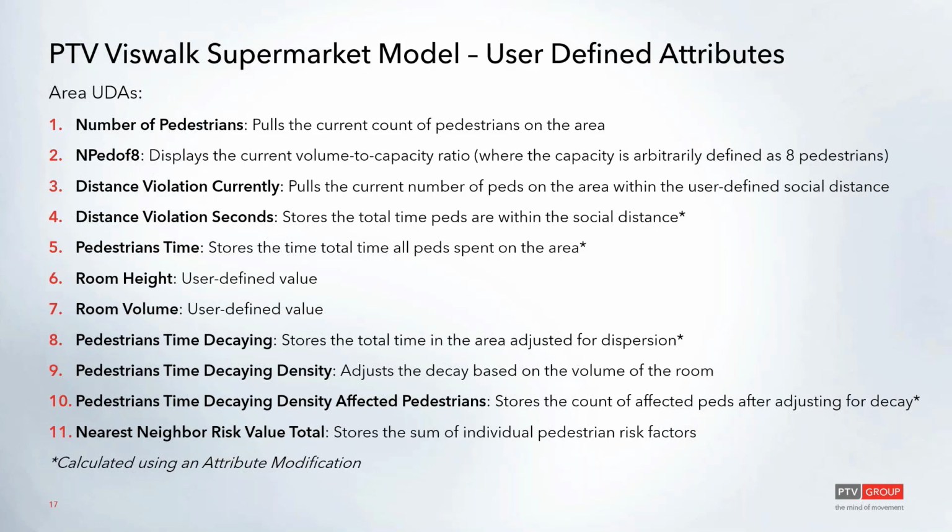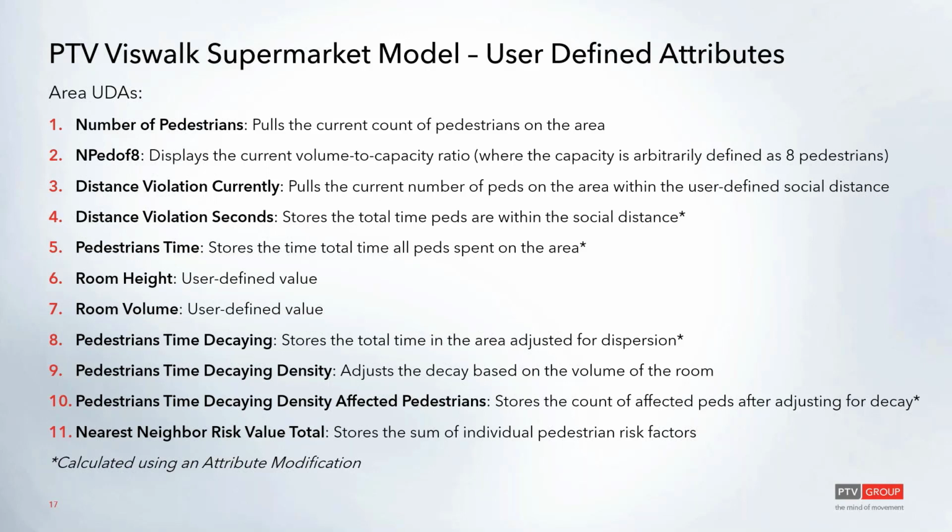We also have a few attributes that store data, like we're going to be using attribute modifications to count how long people have been within 2 meters of each other. And so we have a distance violation seconds user-defined attribute that will store that total amount of time people spent in the store within 2 meters of each other.